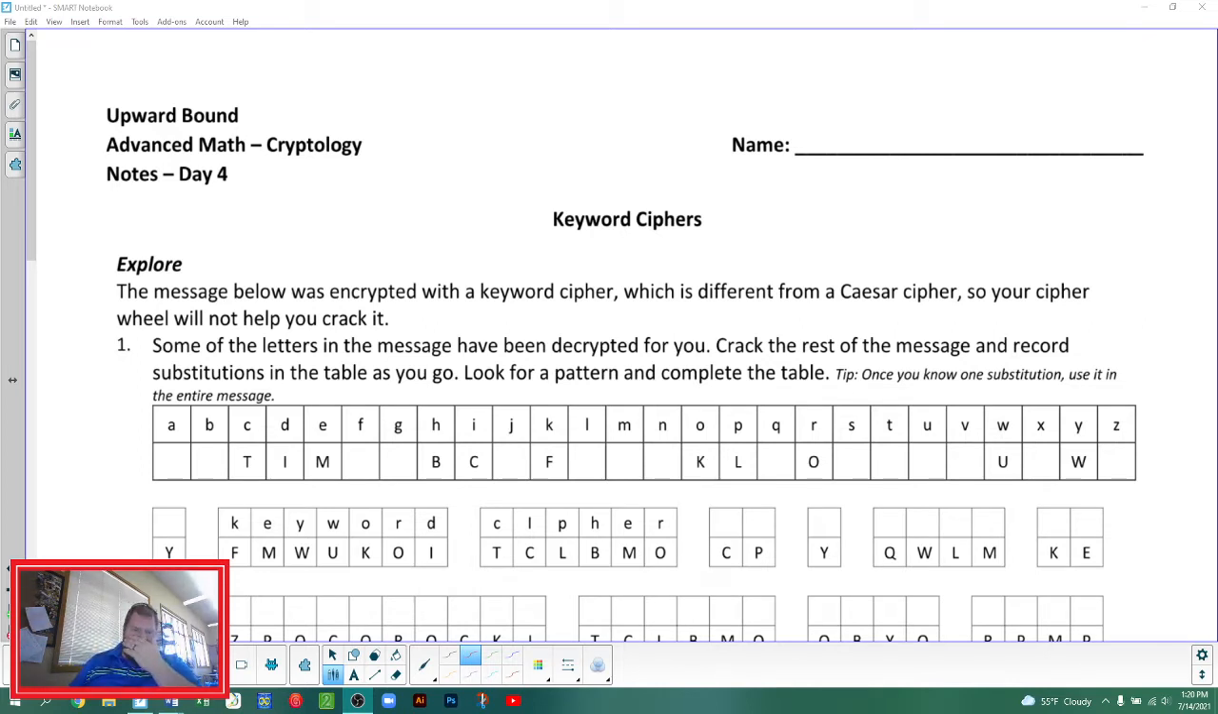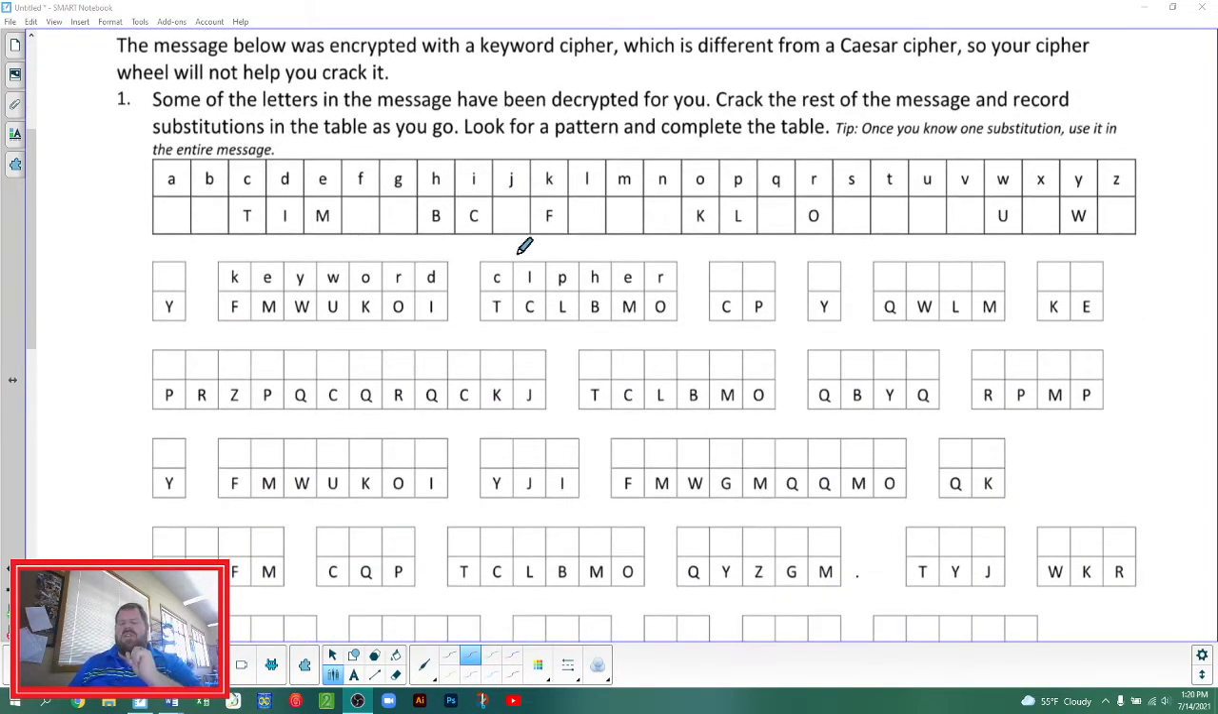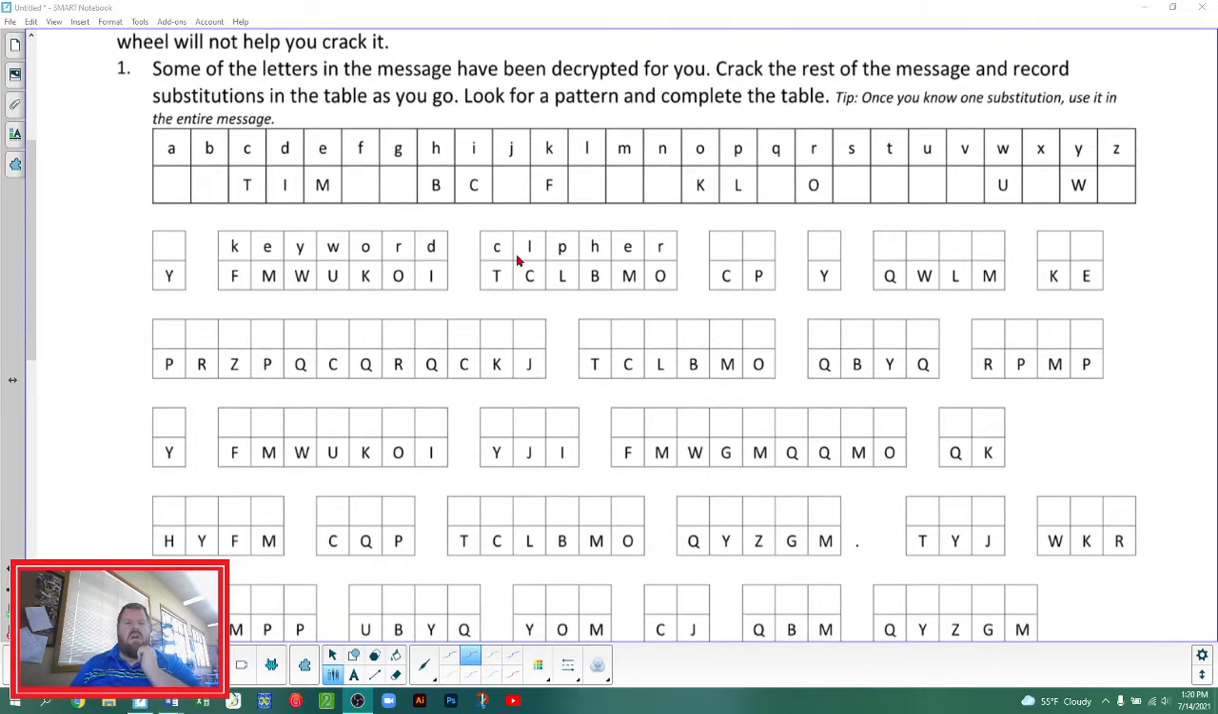So I just want you to explore, and we're going to explore together, this first ciphertext message that we have here. And it does work out to being something that makes sense. Some of the information has been filled in. Some of the ciphertext to plain text has been filled in based on what's happening here. So it says blank keyword cipher and then some other stuff.